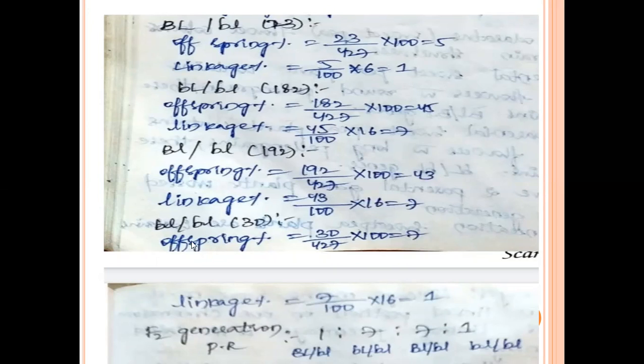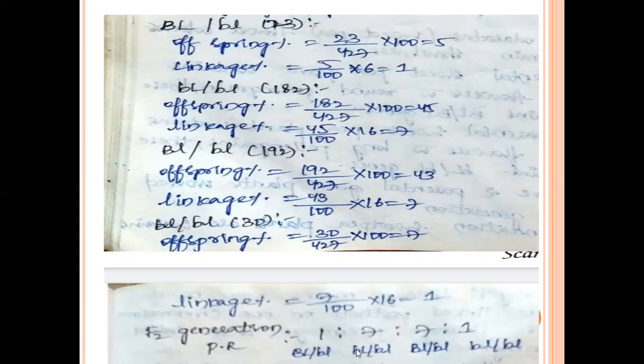Finally, the last one is small b small l, which developed 30 plants. Offspring percentage is equal to 30 by 427 into 100. The value is 7. It is inserted into the linkage percentage: 7 by 100 into 16. The value is 1. Finally, in the F2 generation, four phenotype values are identified. They are arranged in order from dominant genes to recessive genes. Capital B capital L are the dominant genes, the heterozygous genes are arranged at the second place, and finally the recessive homozygous genes are present at the last place.